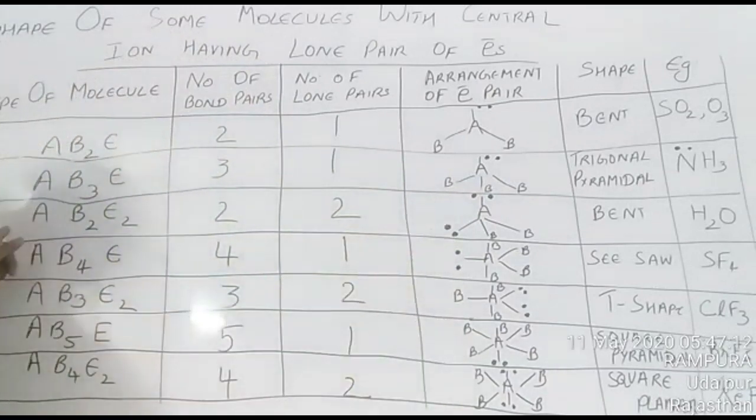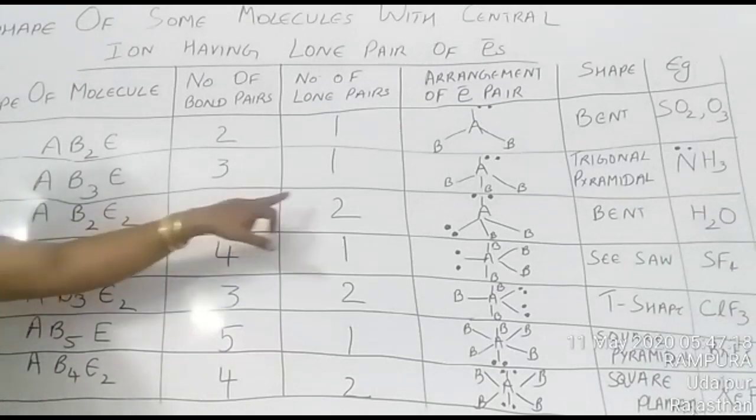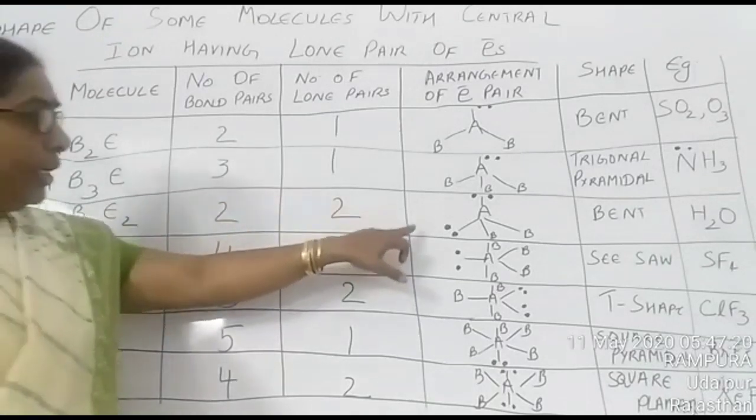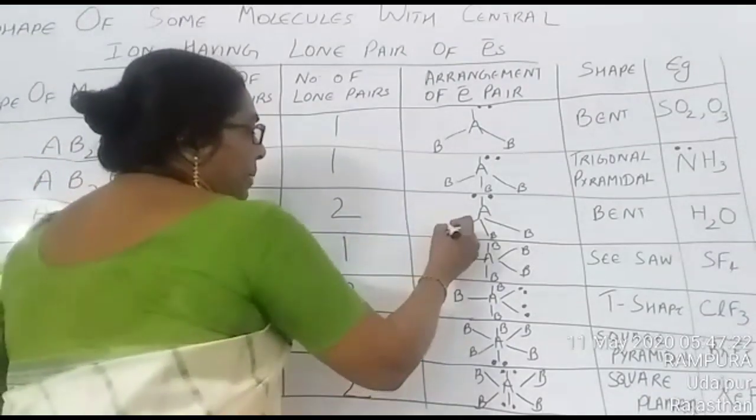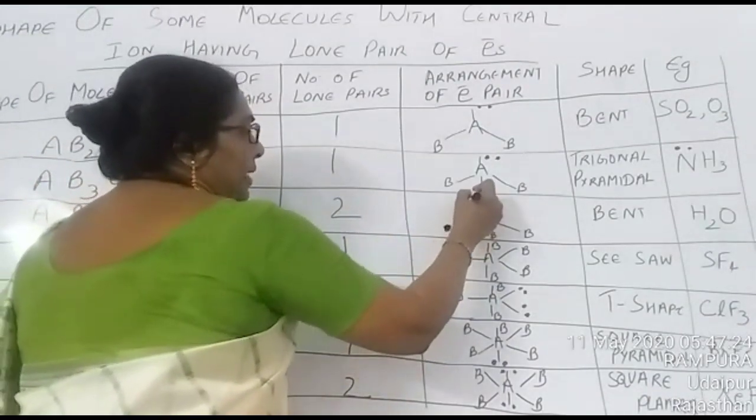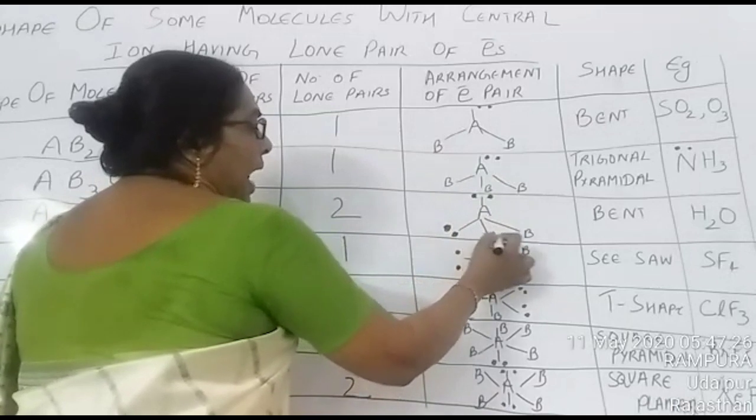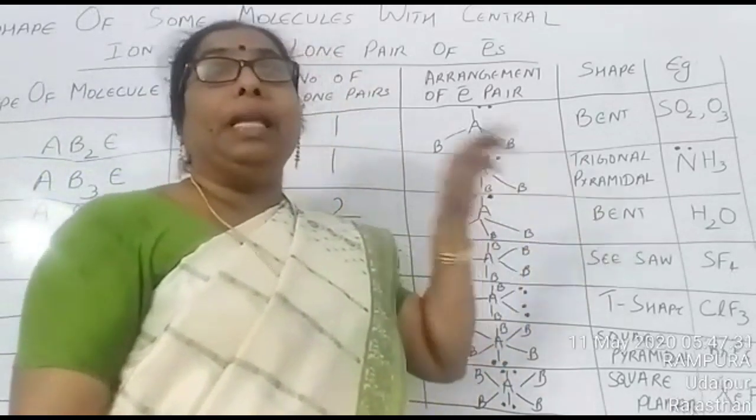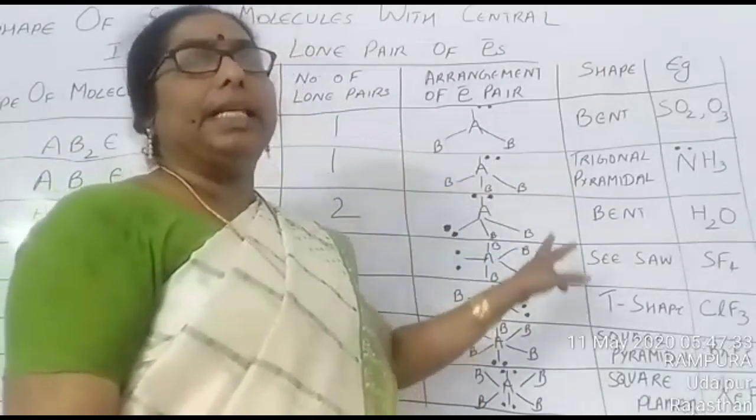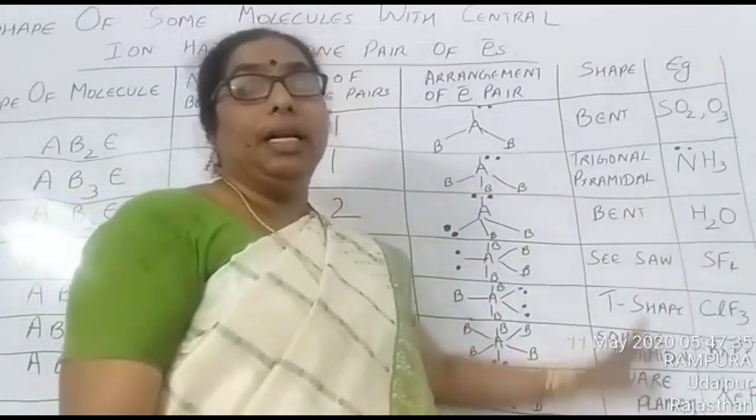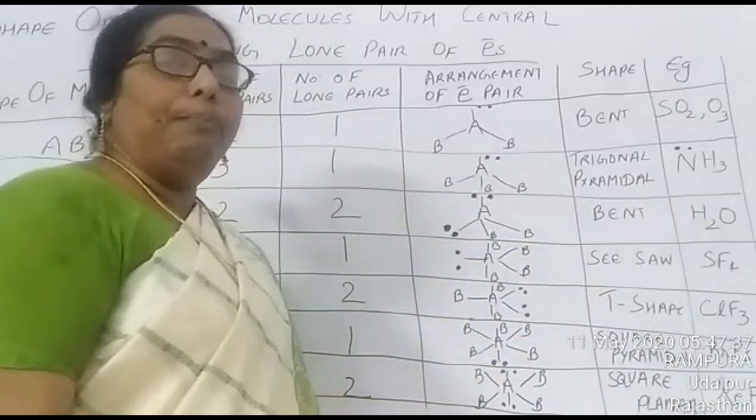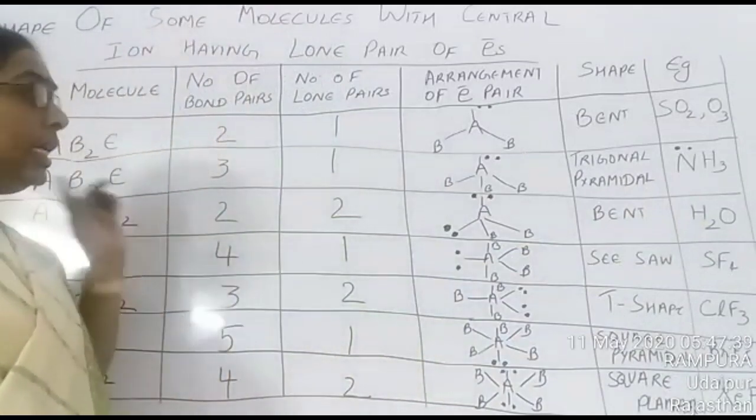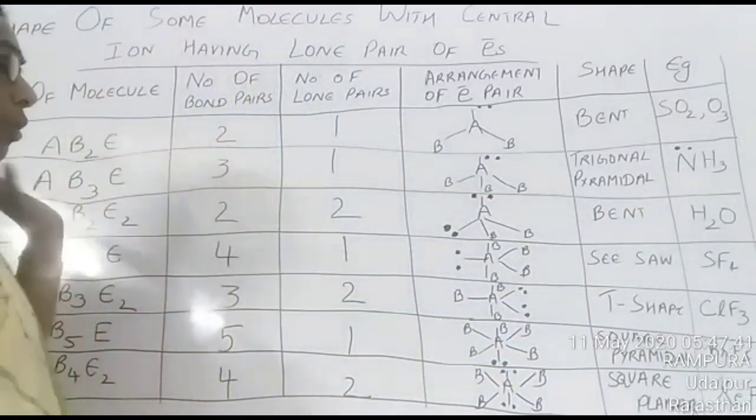Next you consider if the molecular type is AB2E2. That means it has two bond pairs and two lone pairs. So here you can see that black dots are marked as the lone pairs. So just see, two lone pairs and two bond pairs are there. Then the molecule will have a bent shape, exactly the same as the structure of water. Water is an example for a bent-shaped molecule which possesses two bond pairs and two lone pairs.